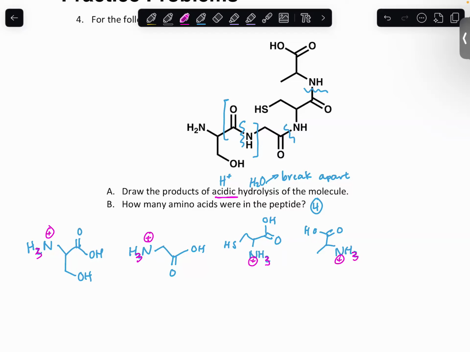What's the scenario where it would be neutral and where it would be basic? Would you say basic hydrolysis or neutral hydrolysis? Yes. It probably wouldn't say neutral, it would just say hydrolysis. But in a basic hydrolysis, you would take off the protons from the carboxyl terminus of each of the amino acids, kind of like we did in the last one.